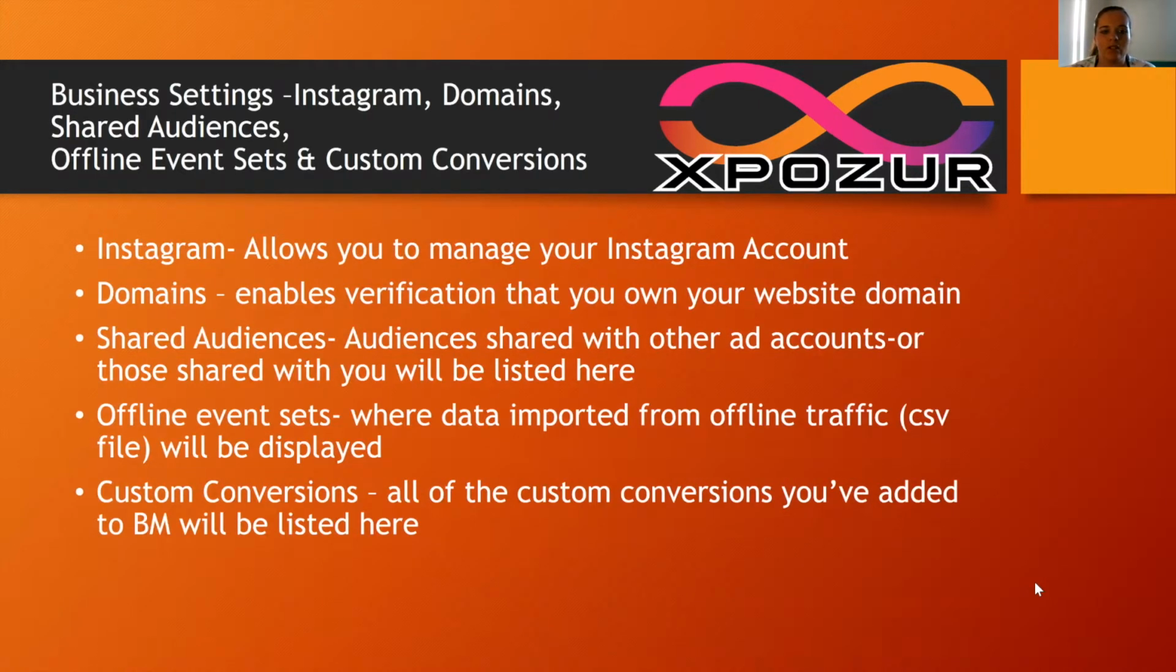And then there's a few tabs which are just pretty straightforward, so I'll just run through them quickly. So Instagram allows you to manage your Instagram account. Domains enables verification that you own your website domain. So when you set it up, make sure you do that, because it's really important to have it all linked together properly. Shared audiences, it's just audiences shared with other ad accounts or those that are shared with you. Offline event sets is where data is imported from offline traffic, so a CSV file, that's where it would be displayed. And custom conversions is all the custom conversions you've added to Business Manager, that's where they'll be listed.